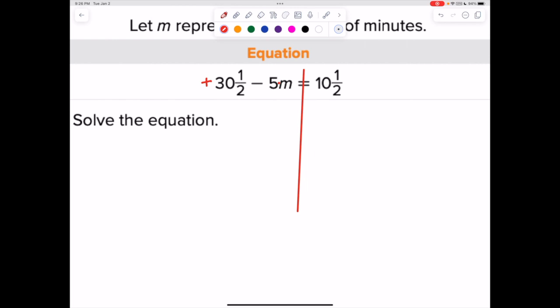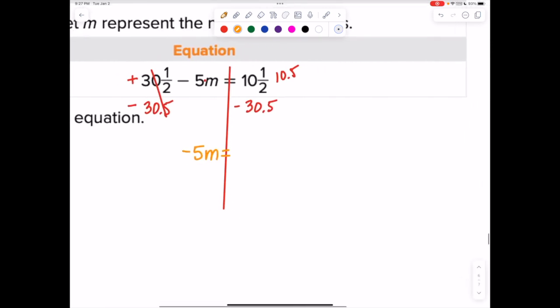Deal with this constant. So I have a positive 30½, or a positive 30.5, okay, and so I would do the opposite and subtract 30.5 to both sides. Okay, so this, if I treat it as 10.5, this cancels out. What are we left with? We have a negative 5 times m equals, and then let's sort of think through this here.